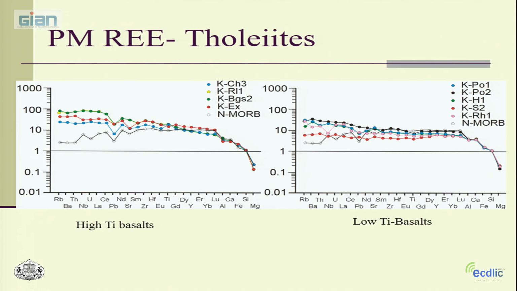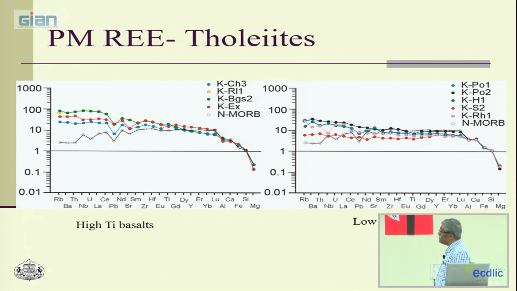For comparison, you can see this is the MORB data, for comparison purposes. With respect to the MORB, they are showing relatively higher enrichment, but still, to a great extent, they are not showing a negative Nb anomaly. So the tholeiitic basalts also are more differentiated but not contaminated. They have undergone fractionation and differentiation in the magma chamber, but there is no significant assimilation of crustal material.